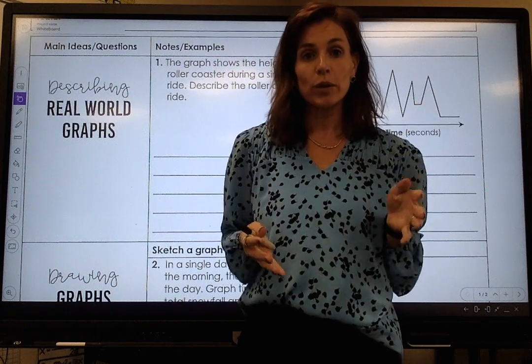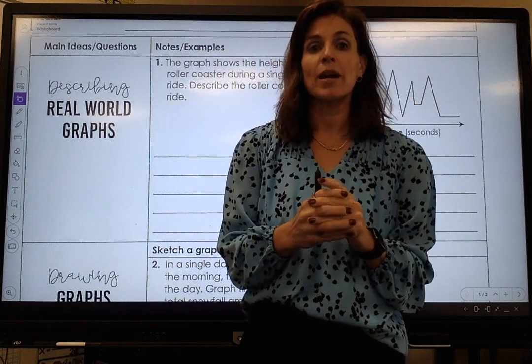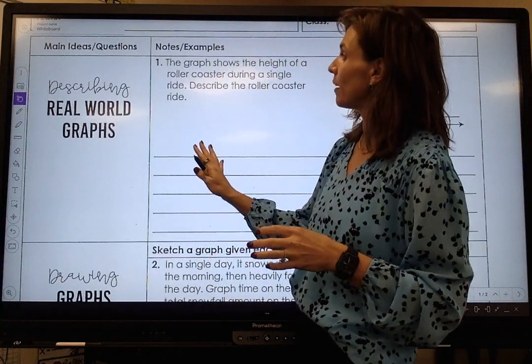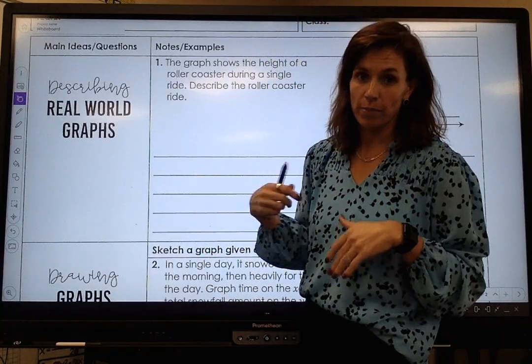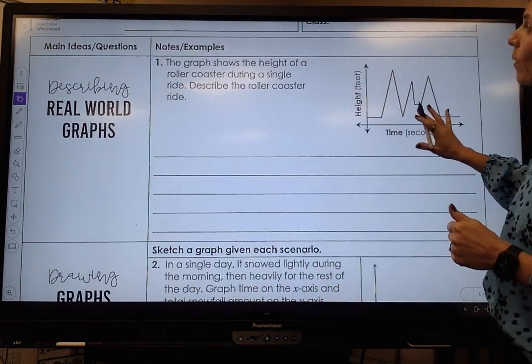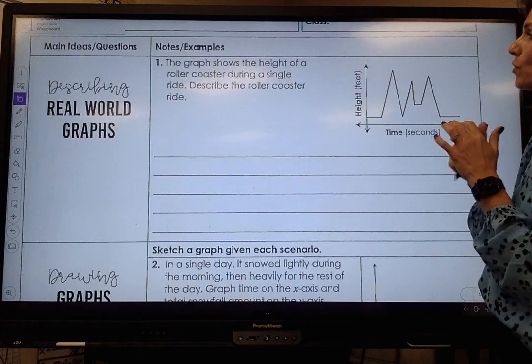Now we're going to talk about real-world graphs and how to read them. So now we know something about domain and range. We're going to be using that vocab to look at how to describe a real-world graph. So if I look over here, it shows the graph of the height of a roller coaster during a single ride.